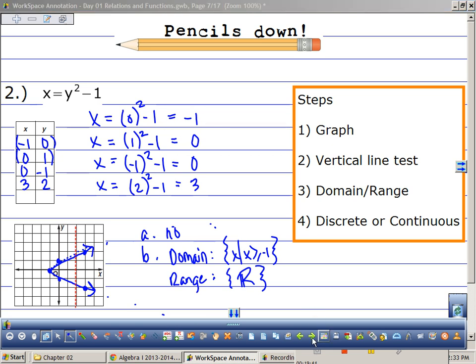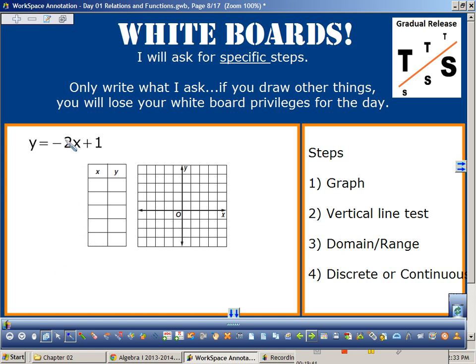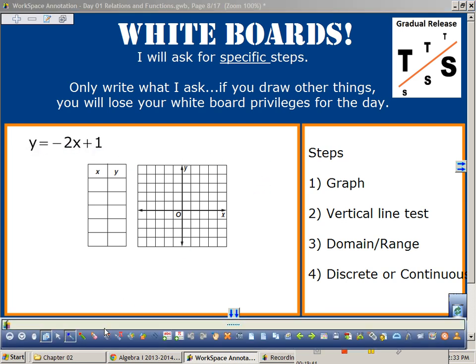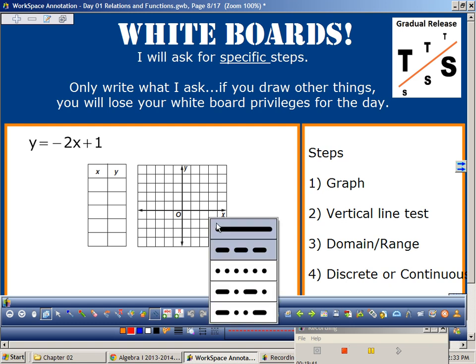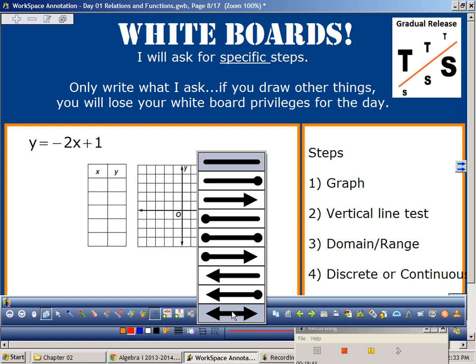All right, let's do another one. So I don't have time for whiteboards, but I'm going to go ahead and do this one for you. So I've got y equals negative 2x plus 1. I tell myself, I know that I have a parent graph, and I'm going to use it.